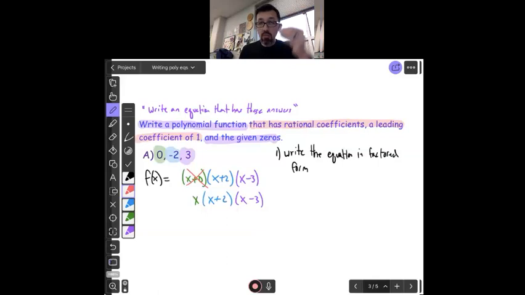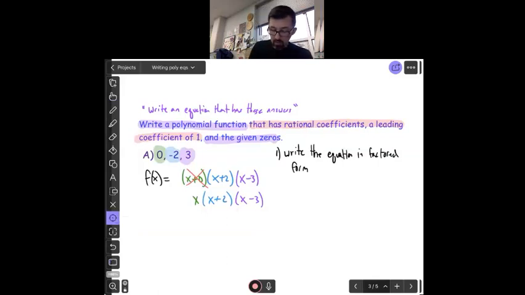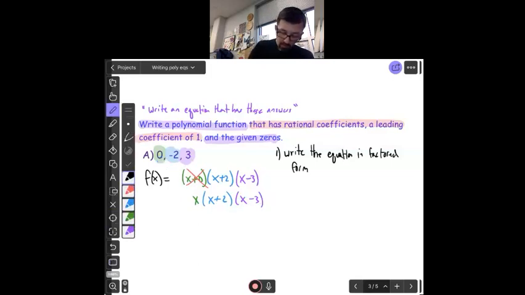So a 0 comes from a plain old x, because remember what this is: the value of x that would make this equal to 0. -2 would make this equal to 0. +3 would make that equal to 0. 0 would make this equal to 0. So there's my function in factored form, my equation in factored form. That's step one: write it back in factors.